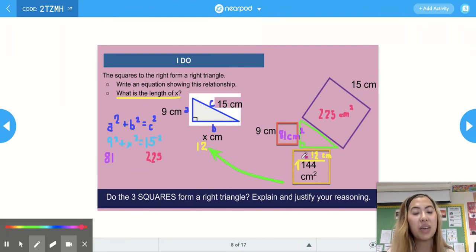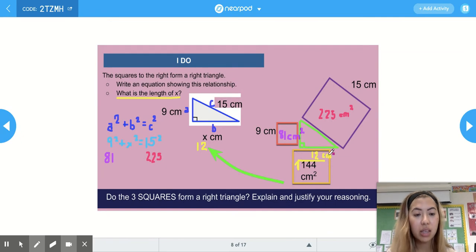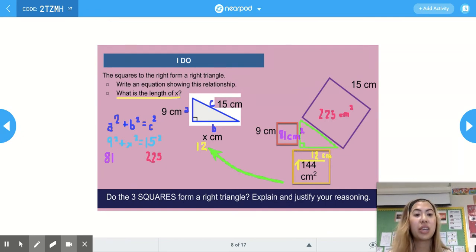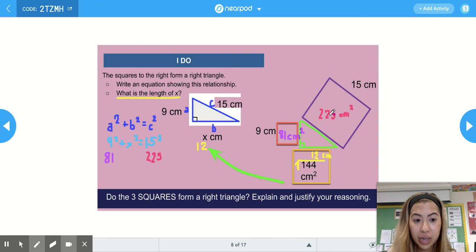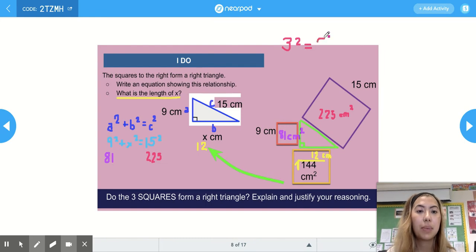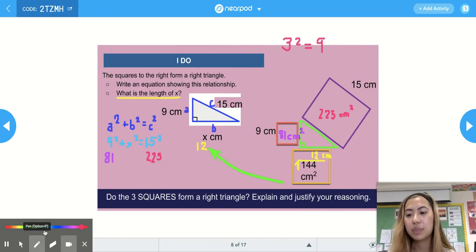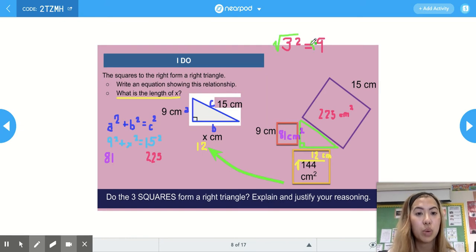So when we're given the area and we're trying to find the side length, we have to square root. But if we're given the side length and we want to find the area, we have to square. And so an example is 3 squared is not 3 times 2, it's 3 times 3, which is 9. But let's say we wanted to find the square root of 9. We would have to write the square root symbol on both sides, because whatever we do to one side, we do to the other. So the square root of 9 is basically the thinking, what number times itself is equal to 9? And we already know that's 3, right?